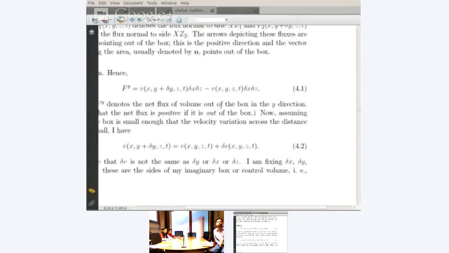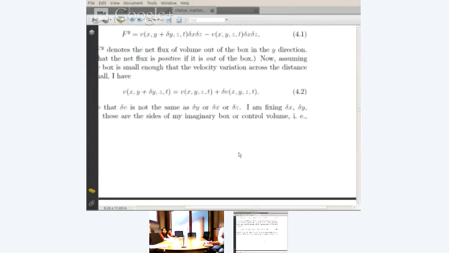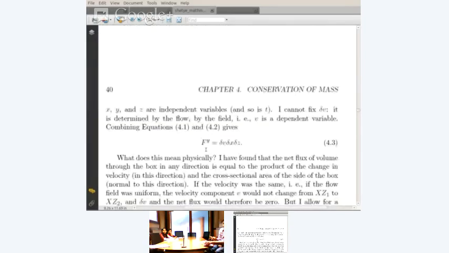So now we combine these two equations, 4.1 and 4.2. We have V at Y plus delta Y into delta X delta Z minus V at Y into delta X delta Z. That's giving me the flux out of the box. And we have here V at Y plus delta Y, given by this expression. So if you combine them, you get the flux is equal to delta V into delta X into delta Z.